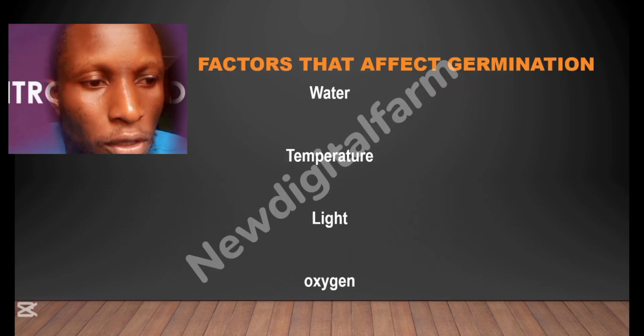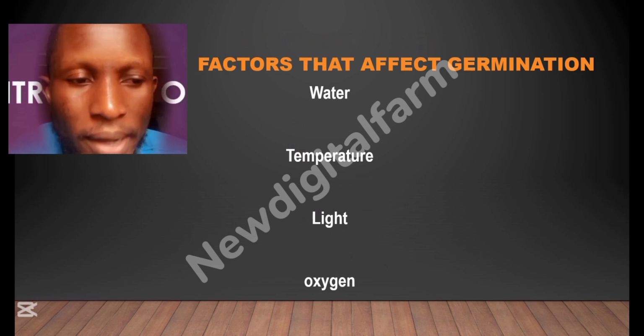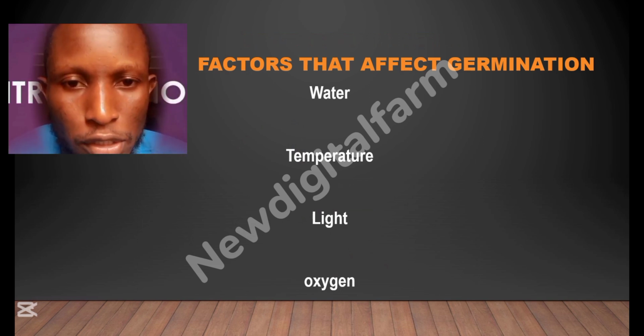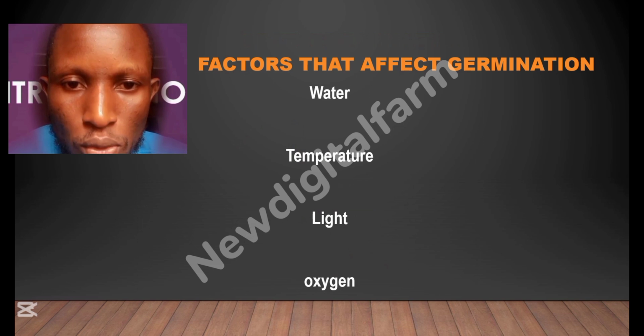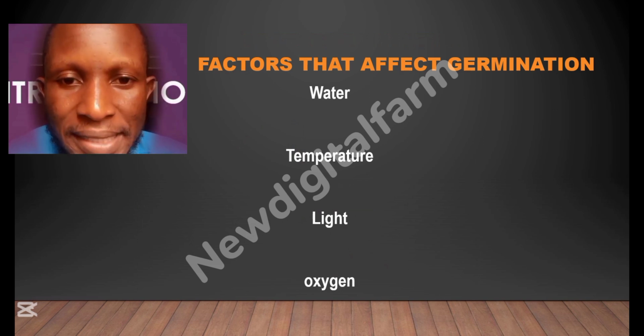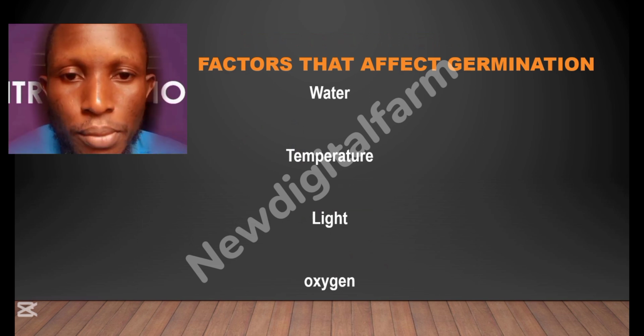The factors that affect germination include water. So how does water affect germination? Your soil must be moist. You understand? When you're planting a seed, make sure that your soil is moist. So you have to water it a little. Make sure it's moist, especially those planted in nylon or in a pot. So make sure your soil is moist in nature.